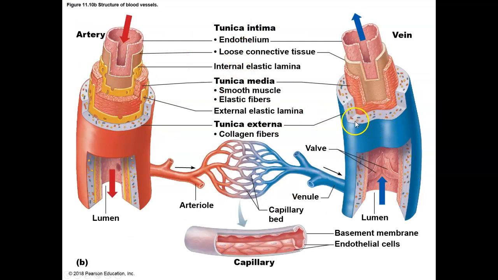And here you can see the tunica externa, tunica media, and then tunica intima. And over here, tunica intima, tunica media, and tunica externa. Okay. Capillaries only have that tunica intima. They just basically have the endothelial tissue with areolar connective tissue surrounding it. That's it.